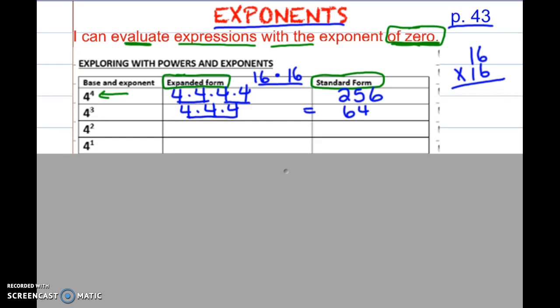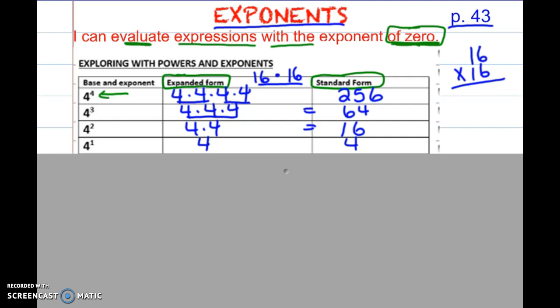Okay, now let's look at 4 squared, or 4 to the 2nd power. That means 4 times 4, and when you do the math, the standard form is 16. Then we see 4 to the 1st power, which simply means just one 4. And the value of that is 4. That is a review of what we were doing on the previous page of our notebook.